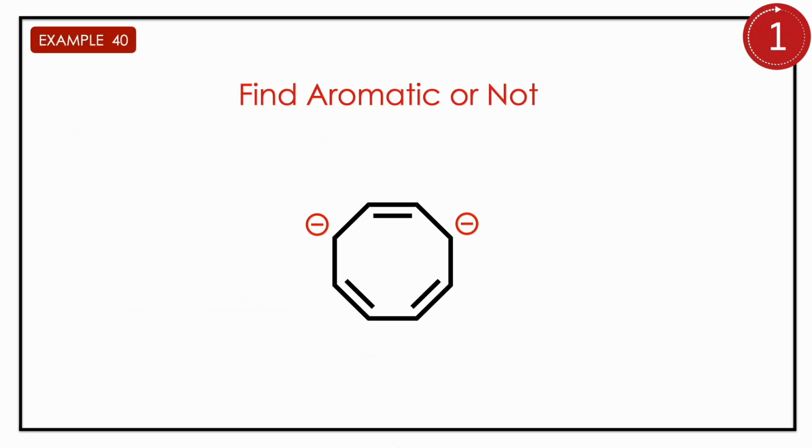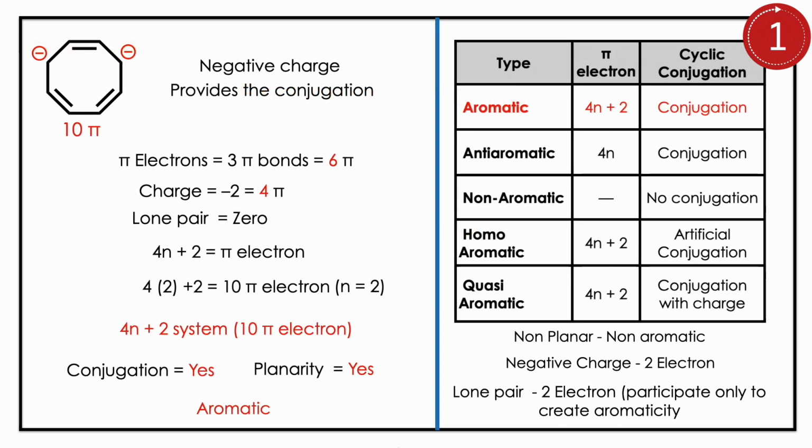Then the next example, you have cyclooctatriene system. It is a dianion. You should find whether the compound is aromatic or not. So negative charge is there. Negative charge helps for the conjugation. So we will go by normal route. Totally 3 pi bonds are there, 6 pi. Charge is 2 minus, so 4 pi electrons. So if you count totally, it means 10 pi electrons, which is 4n plus 2 system with n equals 2. Conjugation definitely there. Planarity definitely there. So 4n plus 2 system, conjugation, planar means the given compound is aromatic.